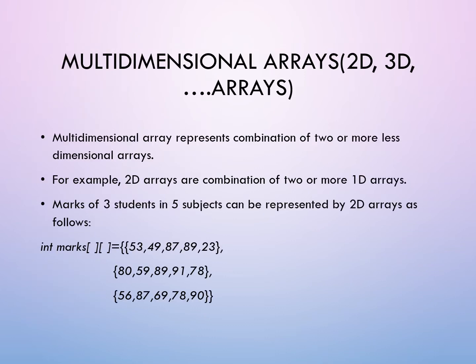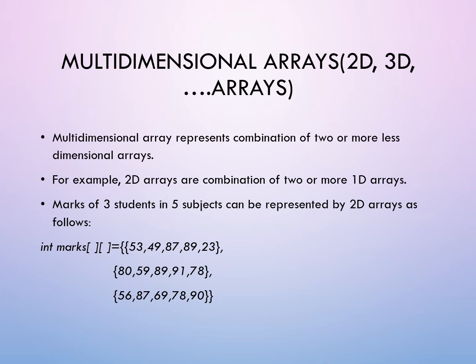Now we come to multi-dimensional arrays. Multi-dimensional arrays will be like 2D, 3D arrays. So multi-dimensional arrays will be a combination of 2 or more arrays of one dimension less than the current dimension. So for example, we want to represent 2D arrays. 2D arrays is a combination of 2 or more 1D arrays. We can represent marks of 5 subjects of 3 students in 2D arrays.